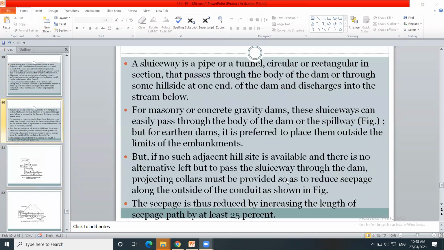Seepage is reduced by increasing the length of the seepage path by at least 25%. The 25% of the seepage is reduced by increasing the length of the seepage path.